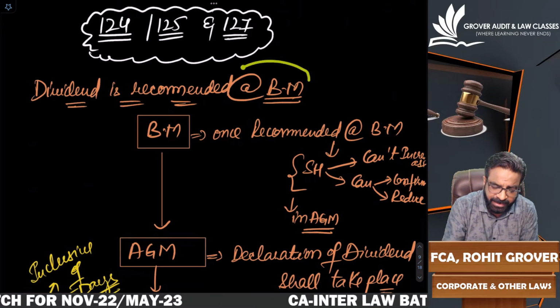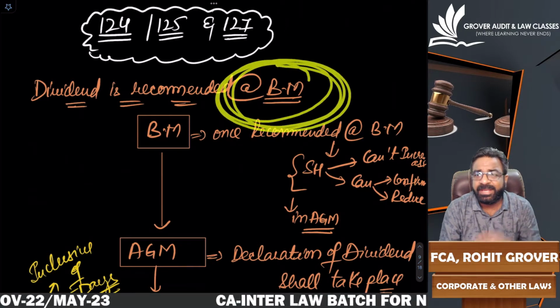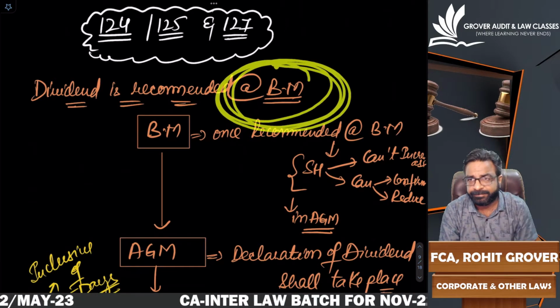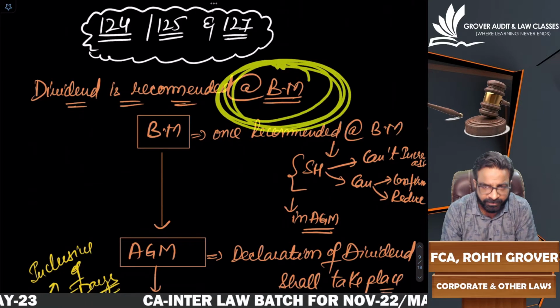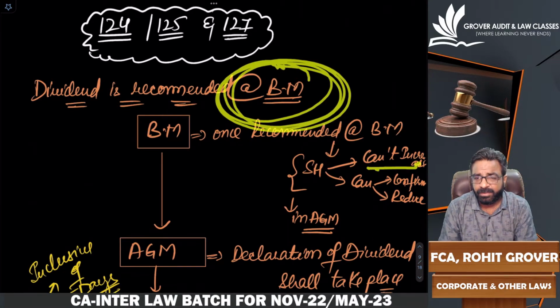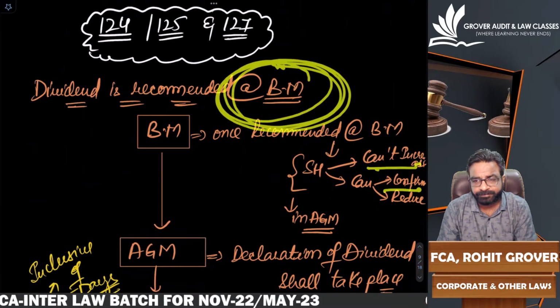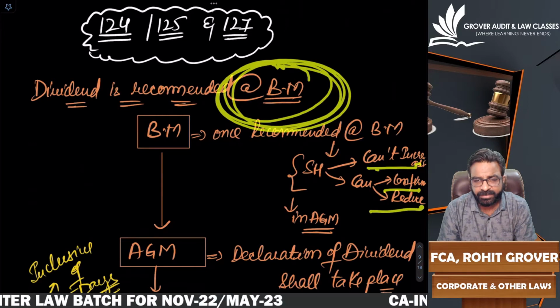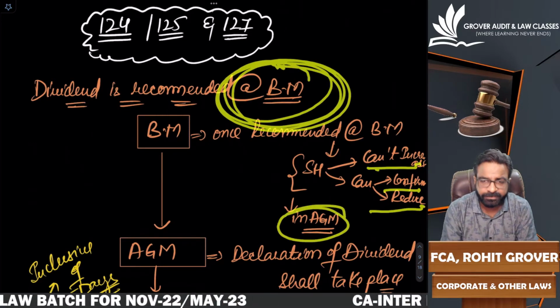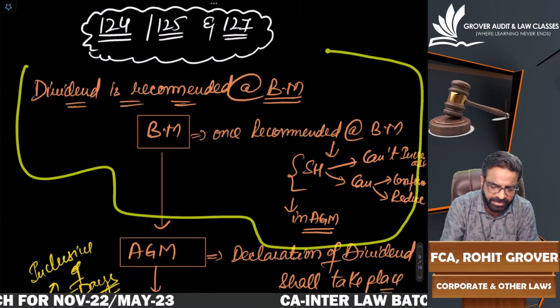Dividend is recommended by the board of directors or dividend is recommended by the shareholders? Recommended, not declared. Board of directors. Can shareholders increase the rate? No, sir, they can't. Can they confirm the rate? Yes, sir. Can they reduce the rate? Yes, sir. In the what? AGM. So can I say that up to this point everything is clear?